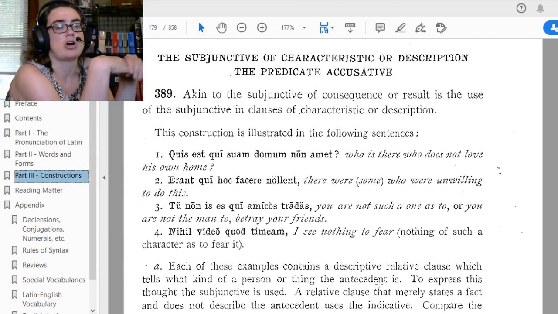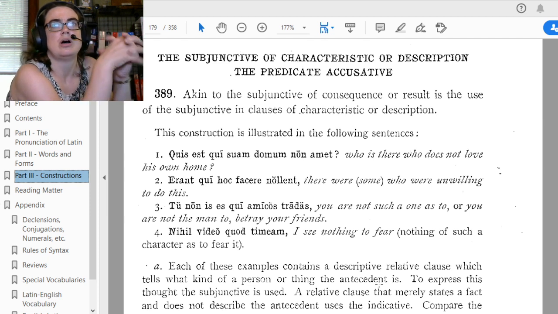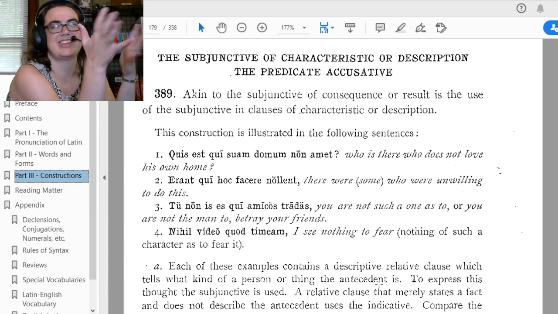The reason that it's called that is because it is generally introduced by a relative pronoun: who, whom, whose. Fun times. So, similar to the subjunctive of result, I do this with the result that, or I work so hard with the result that, blah, blah, blah. There's also a subjunctive in clauses of characteristic or description. So let's just look at an example. Maybe that'll make it easier.